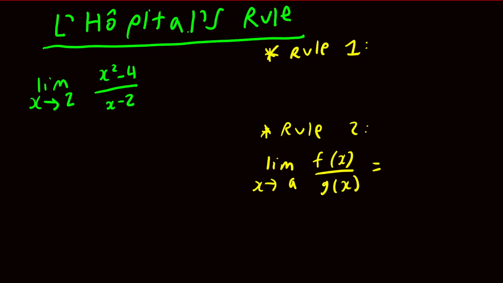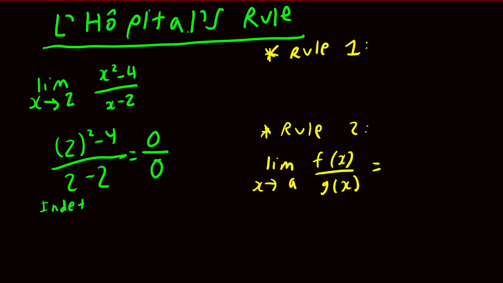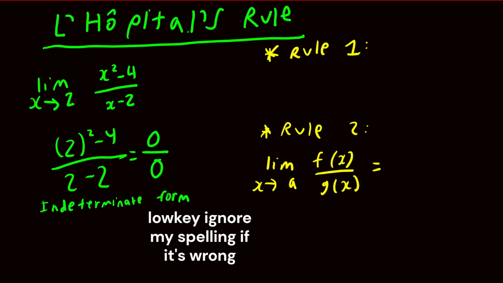So, we have the limit as x goes to 2 of x squared minus 4 over x minus 2. Well, the first thing you want to do with limit equations is obviously the substitution. So, let's substitute 2 in. So, it'd be 2 squared minus 4 over 2 minus 2. So this gives us 0 over 0. Alright, so this is something called indeterminate form. So what that means is that you can use L'Hopital's rule.